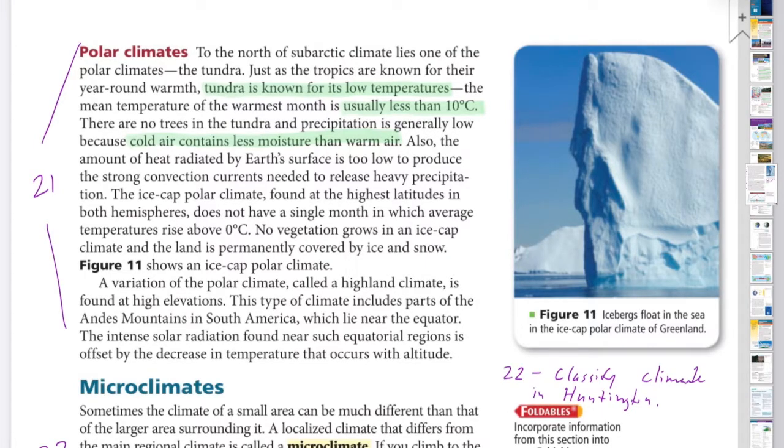release heavy precipitation. The ice-cap polar climate, found at the highest latitudes in both hemispheres, does not have a single month in which the average temperature rises above 0 degrees Celsius. No vegetation grows in an ice-cap climate, and the land is permanently covered by ice and snow. Figure 11 shows an ice-cap polar climate.